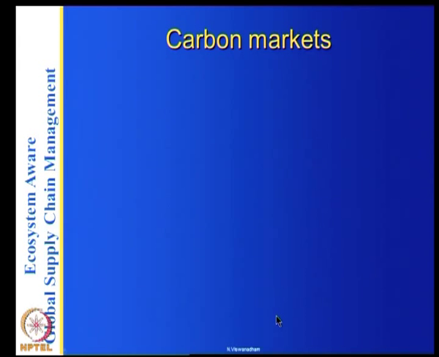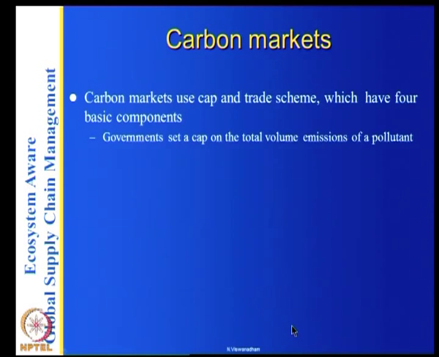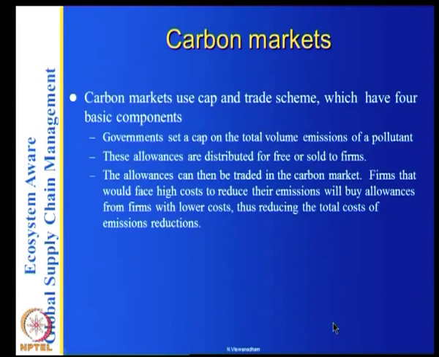So, there are also resources like carbon markets. Carbon markets use the cap and trade scheme, which we have seen, which has 4 basic components. The government sets a cap on the total volume of emissions of the pollutant, and these allowances are distributed for free or sold to the firms, and the allowances can then be traded in the carbon market. That is, the firms that would face high costs to reduce their emissions will buy allowances from firms with lower cost, thus reducing the total cost of emission reductions.